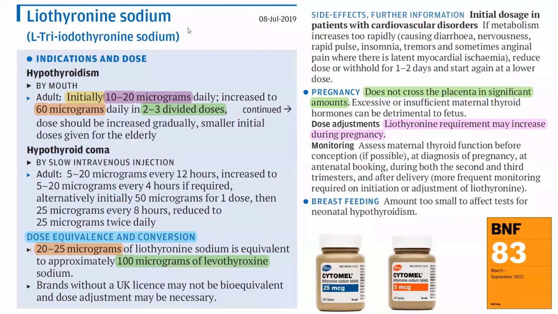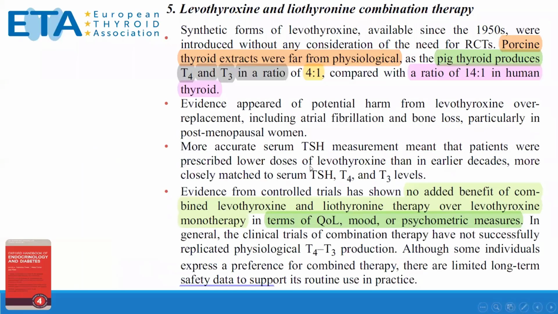There was a question in the exam about the physiological T4 to T3 ratio. Actually, it is 15 to 1. I have covered this many times, and even in this book. This is from the Oxford 4th edition, compared with a ratio of 14 to 1 in a human thyroid. This is a normal ratio. It is actually between 13 to 1 and 20 to 1. So 15 to 1 is the most accurate answer.